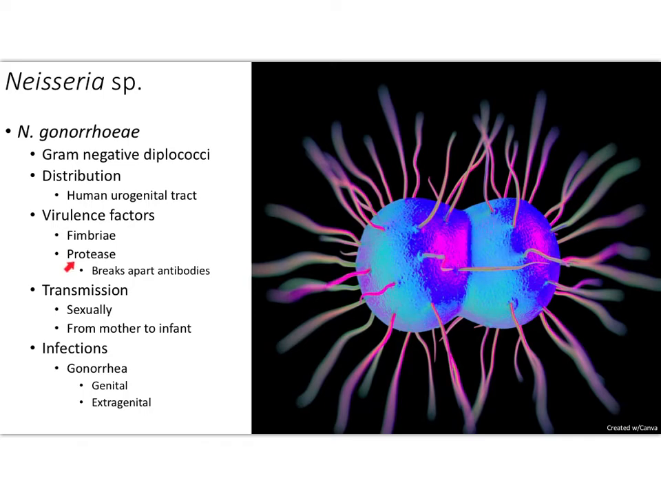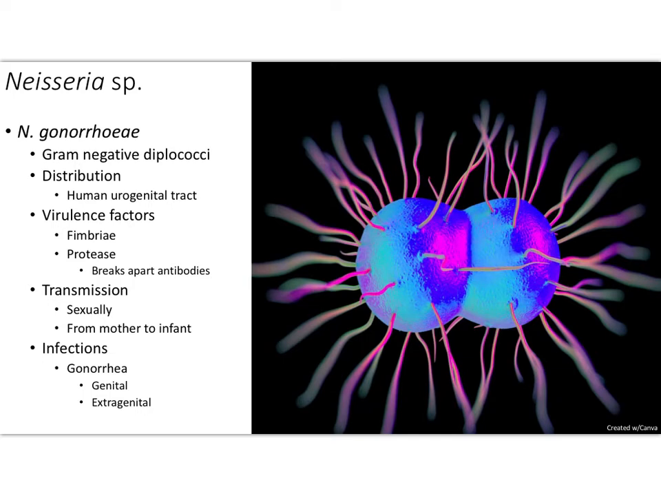It also produces a protease, which breaks apart antibodies. So even when our body produces things like IgA or other types of antibodies to try to combat this particular bacterium, this bacterium is able to create this enzyme, this protease, that will break apart the antibodies that we create. So our antibodies are oftentimes not very effective at trying to combat this because of that.